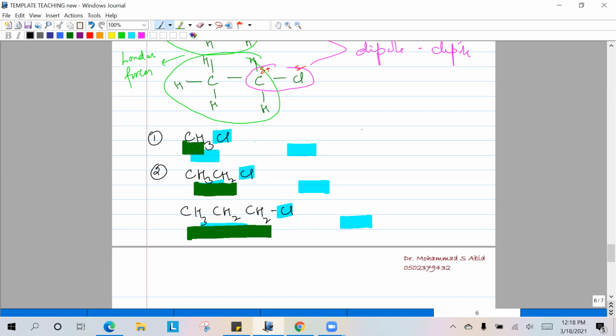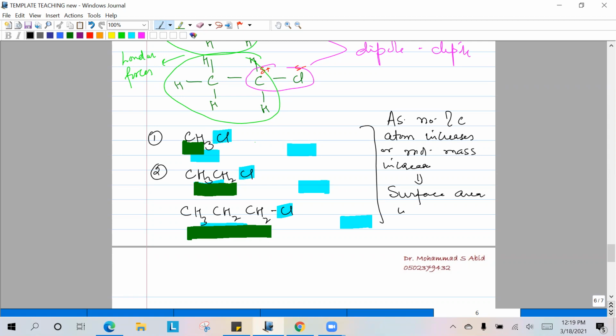So what is happening in this is, as the number of carbon atoms increases, or you can say the molecular mass increases, the surface area is increasing.